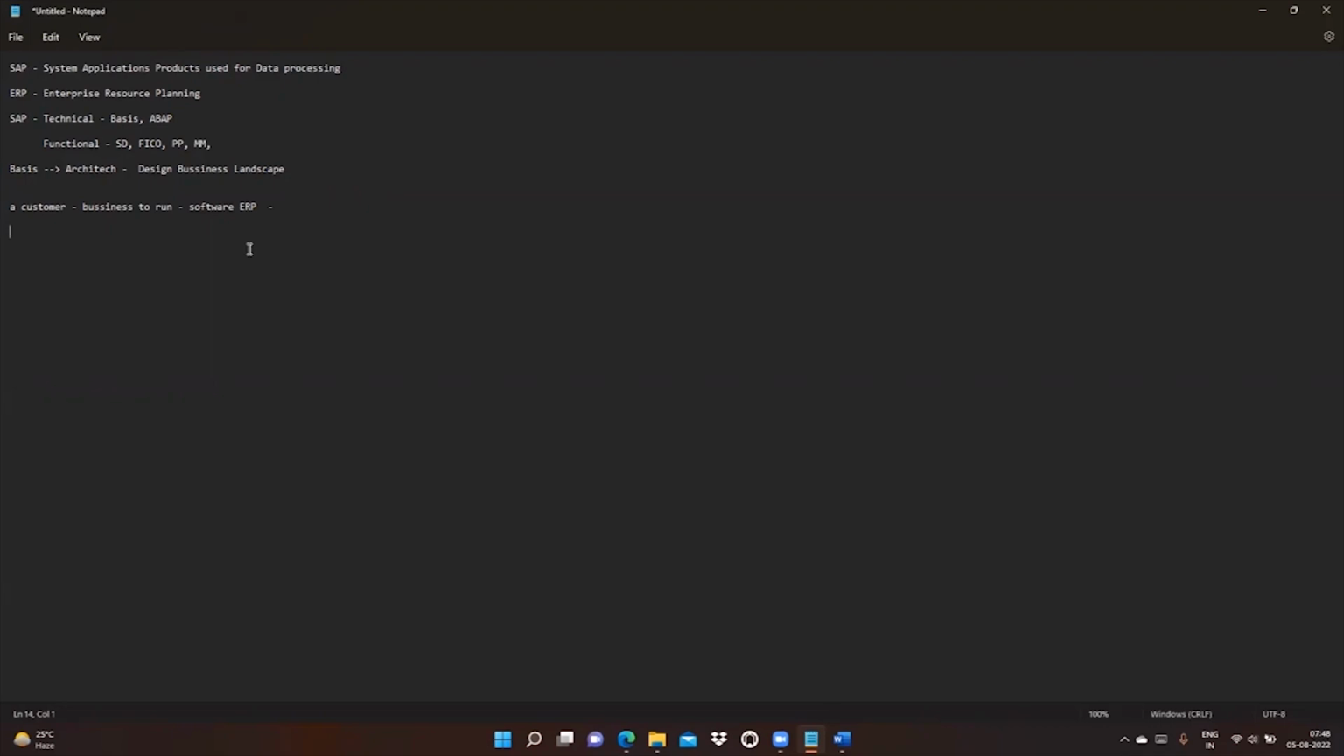The base thing is a customer having a business, and he will be opting for an ERP software. So if he opts for the SAP Business ERP software, what it offers is SAP ERP, or SAP Business.